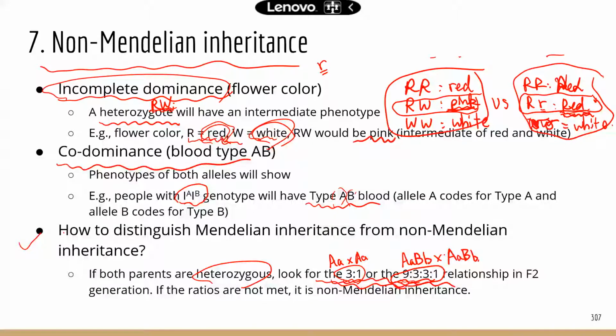In TEAS, they're assuming that these numbers refer to when both parents are heterozygous for the particular gene. If the ratio is 3:1, if you're looking at one trait, or 9:3:3:1, if you're looking at two traits, then this trait does follow Mendelian inheritance. So I'll give you an example. So let's say that both parents are heterozygous.